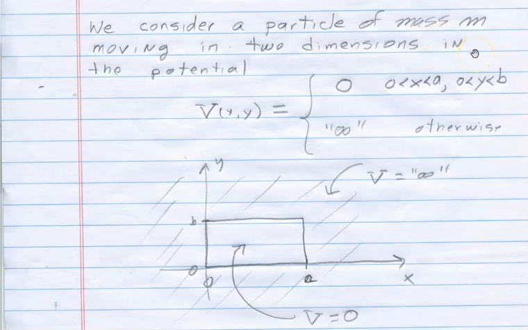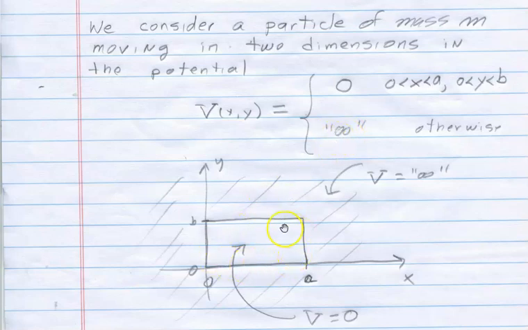To frame things, let's consider a particle of mass m, so it'll be a point mass, moving in two dimensions in the plane, x, y, and everywhere outside the box we take the potential as being infinite. And inside the box the potential energy is 0. So for x between 0 and a and y between 0 and b, inside the box region, the potential vanishes. Outside, it's a very, very high value.